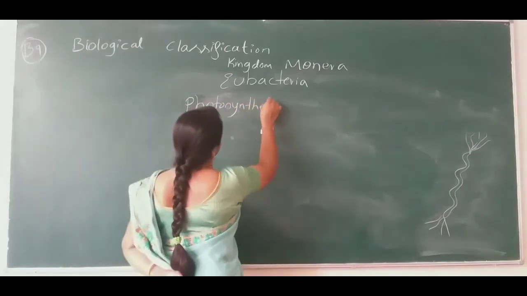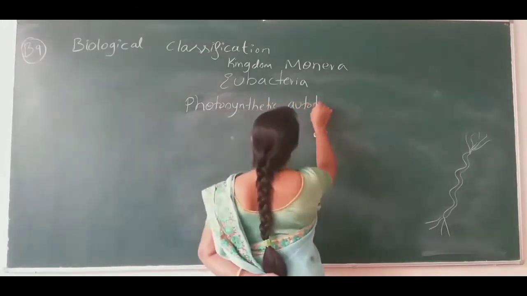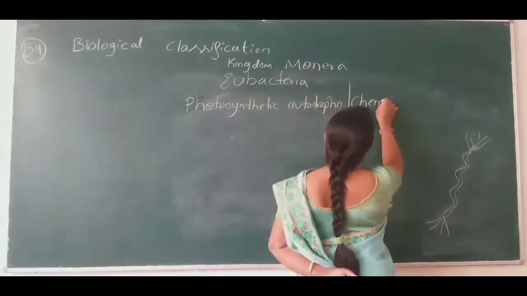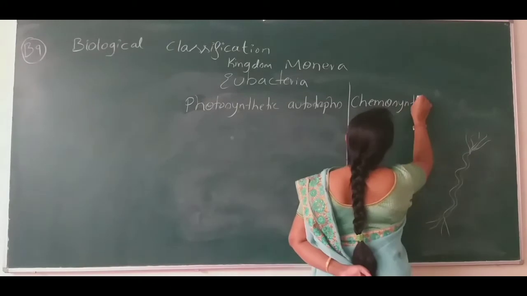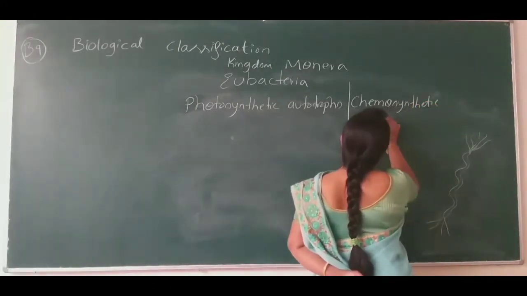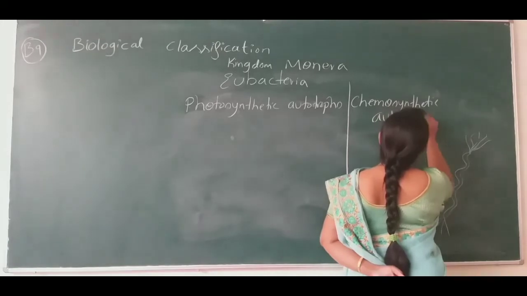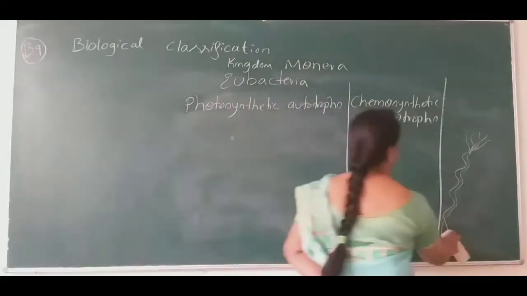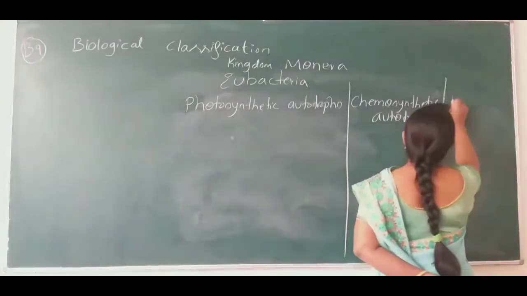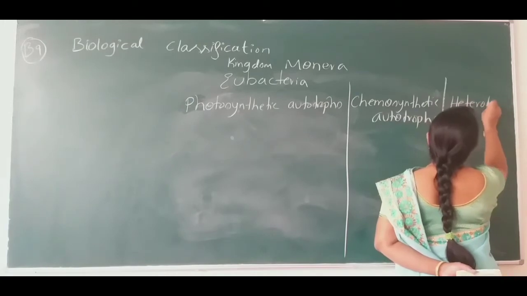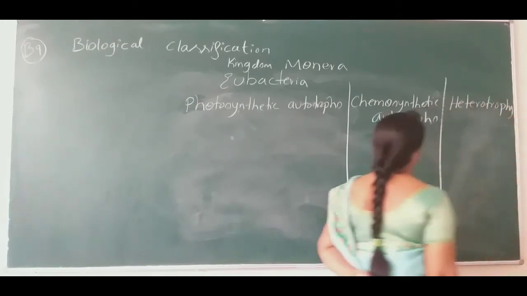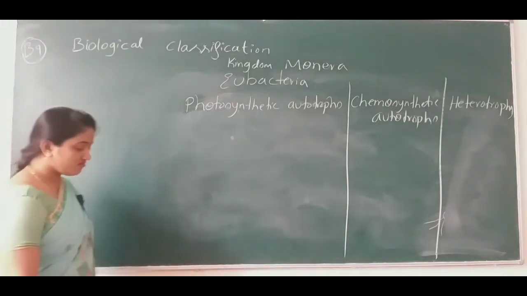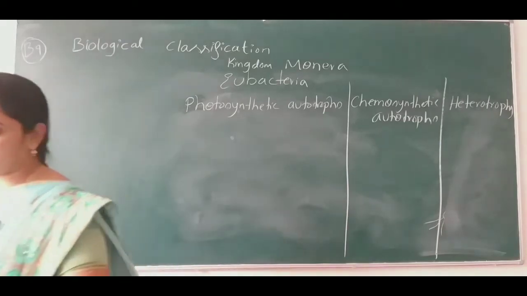Photosynthetic autotroph, chemosynthetic autotroph, and one more is heterotrophs. Chemosynthetic autotrophs, photosynthetic autotrophs, heterotrophs. One more is there, that I'll mention a little bit later.